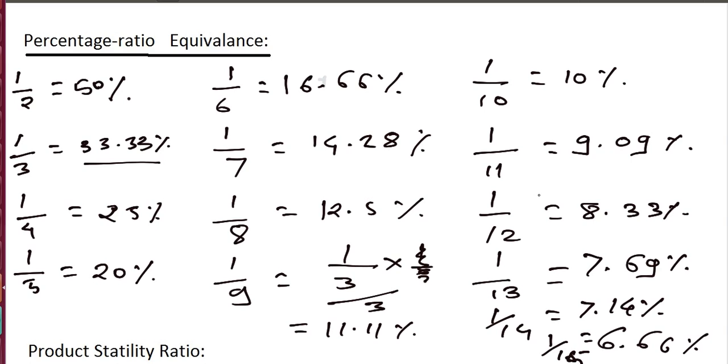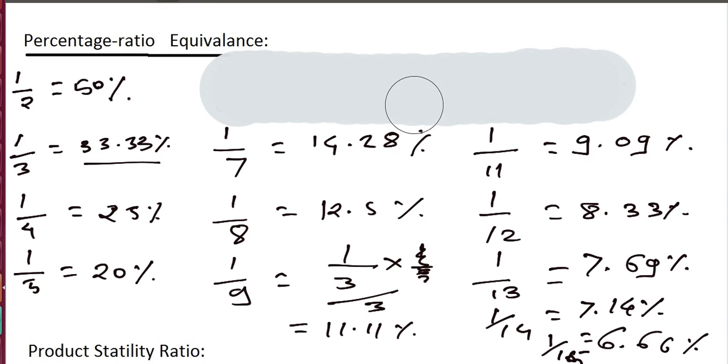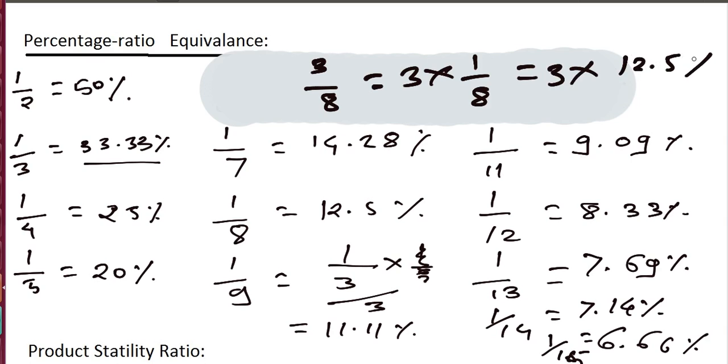So you need to remember only a few fraction percentage equivalents, and you can deduce the others from those. This will help you in many calculations. For example, if you want to compute the value of 3/8, I know 1/8 is 12.5%. 3/8 is nothing but 3 into 1/8, so 3 into 12.5% is 37.5%. So 3 by 8 is 37.5%.